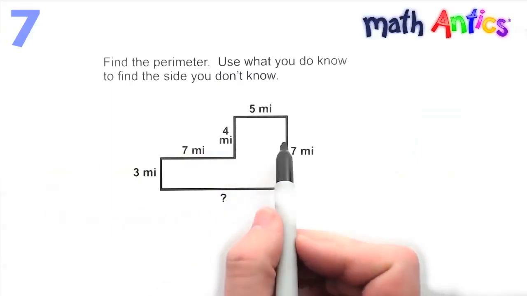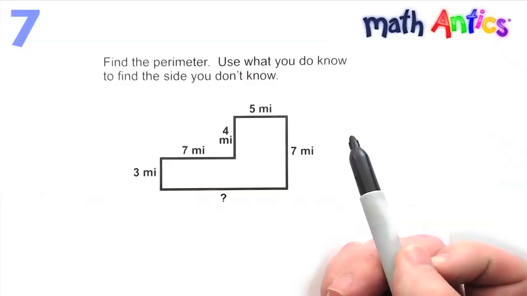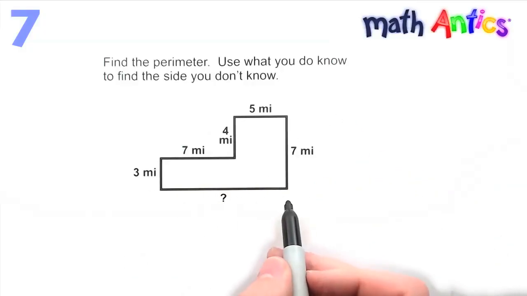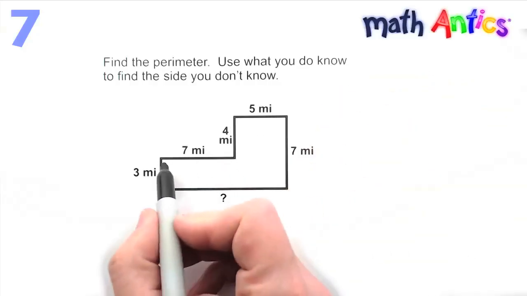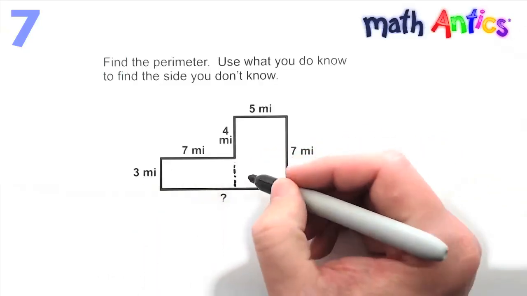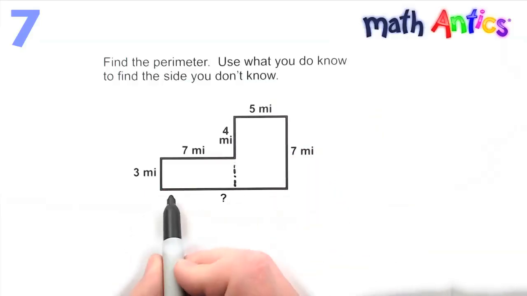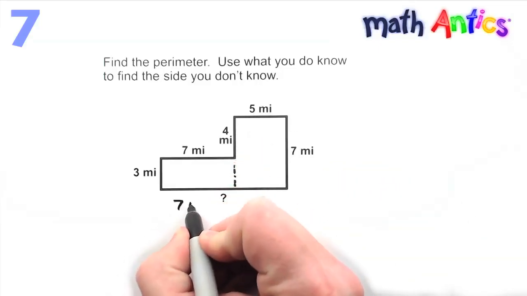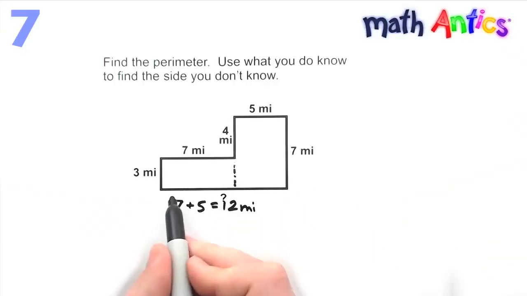And now we need to find the perimeter of this polygon. And it says, use what you do know to find the side that you don't know. So we just have a question mark right here. So we don't know the length of this yet. But we can see that this length and this length would equal it. Because like if you take this one and bring it down, and this one and bring it down, they equal this length right here. So this length is 7 miles plus 5 miles. So we have 7 plus 5 equals 12 miles for this length right here.